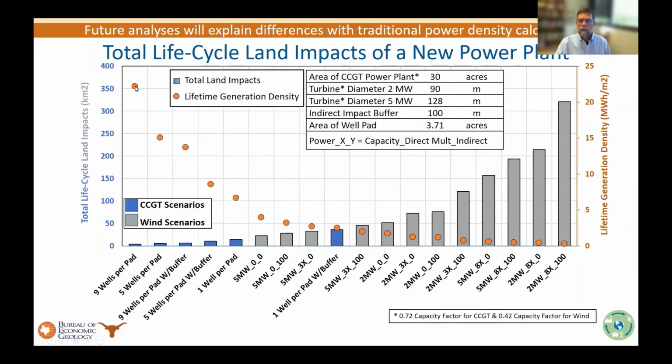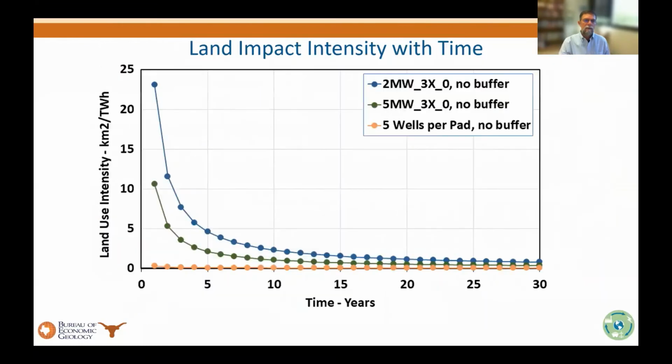We have very high generation density over here. These are the things that become really quite important to think about. And if we want to look at this and how this changes in time.